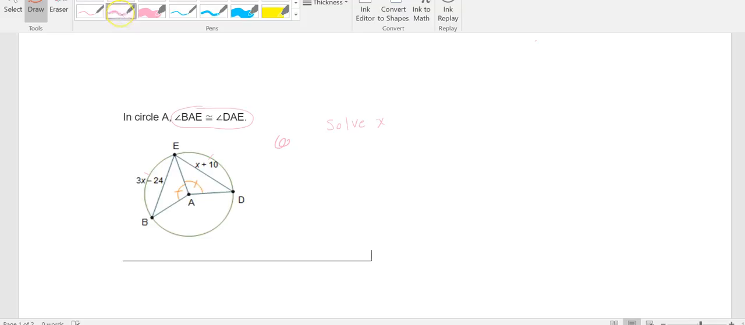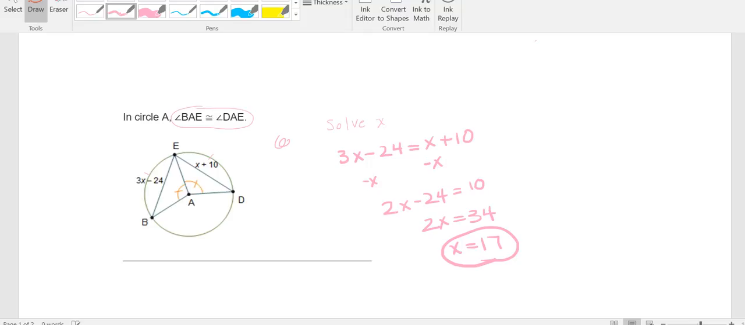The way that we're going to do that is set each equation equal to each other and then solve for x. So I'm going to subtract x from both sides, giving me 2x minus 24 equals 10. Then I'm going to add 24 to both sides and divide by 2. So in this case, x is equal to 17. And again, the chords were congruent because the arcs that they intercept were congruent.